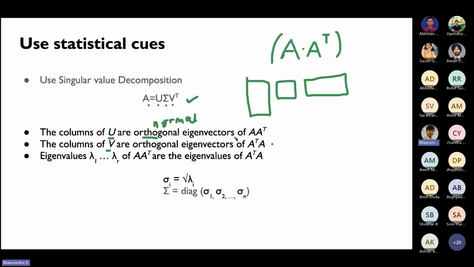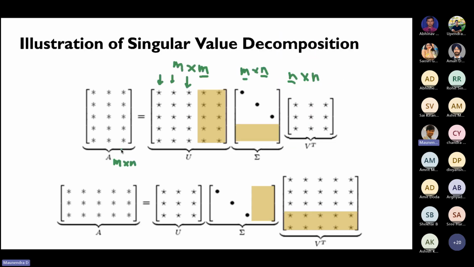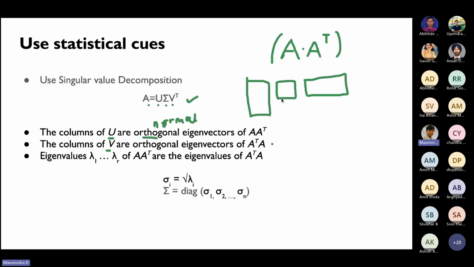And remember, this is columns of V, and here we have V transpose. That means we are talking about the rows of V transpose. They will also be orthogonal to each other, that is perpendicular to each other, and each of these will be a normal vector. Okay. Now M cross N. What is M cross N?